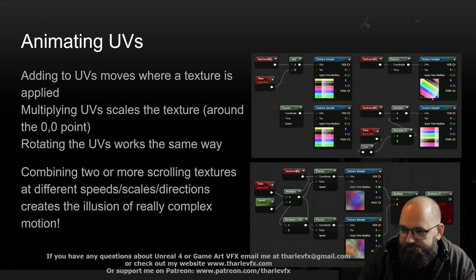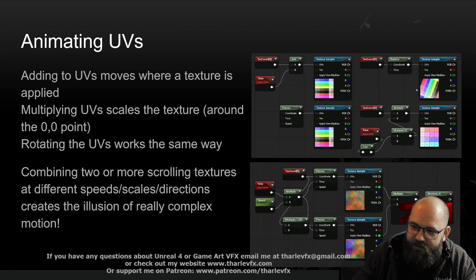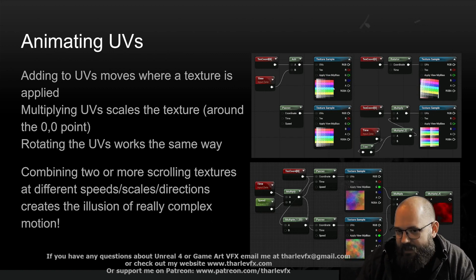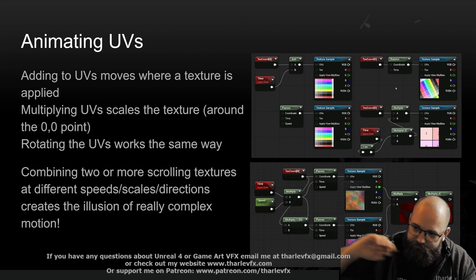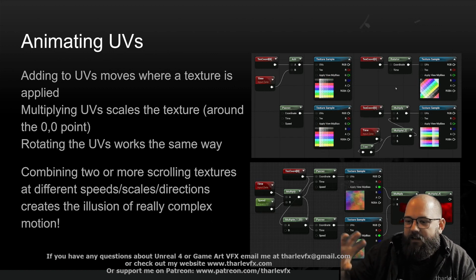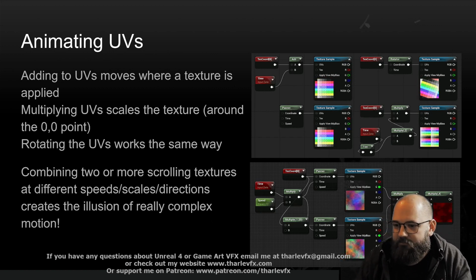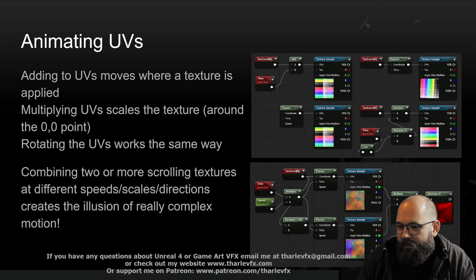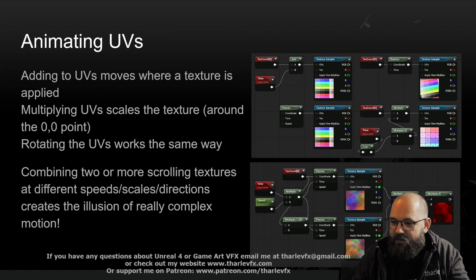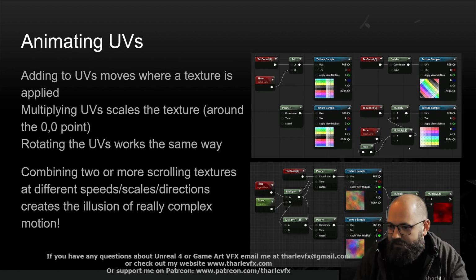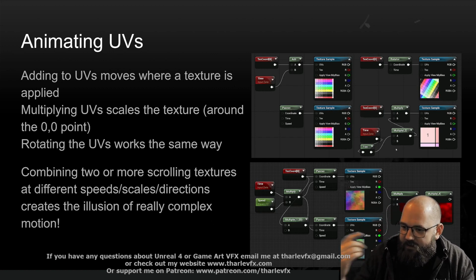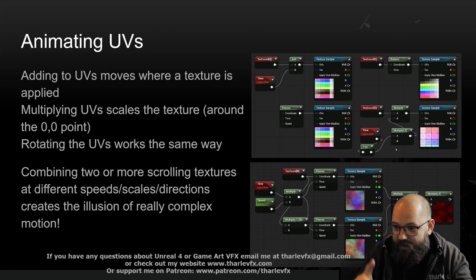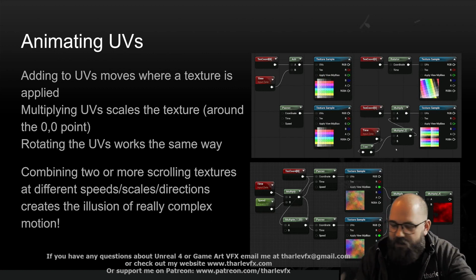And the same with rotation. Slightly more complicated maths to do rotation than just adding, but same principle. It's taking time and affecting the UVs over time. And then finally, scaling. If we scale our UVs, we make our tiling bigger, our tiling smaller. And I'm just using a frac here to create that repeat, so it doesn't scale up to infinite and tiny and things.